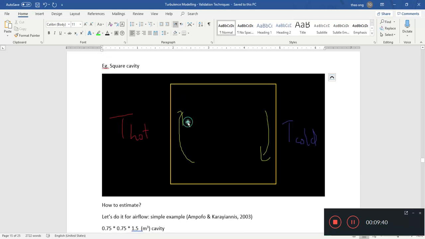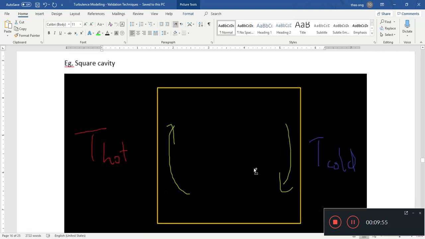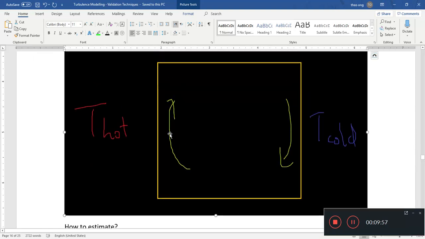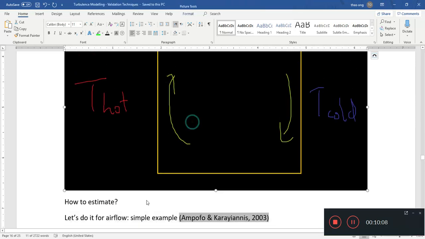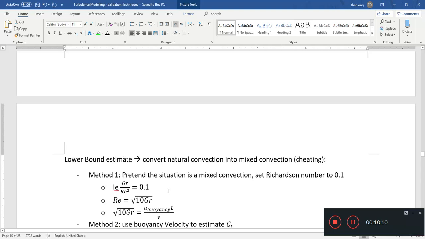So let's have a square cavity where your left side is hot, and the right side is cold, and you can see the direction of the arrows will be the equivalent direction of velocity. Near the hot wall, the fluid will rise because of natural convection. Near the cold wall, the fluid will sink because of natural convection as well. So how can we estimate all these parameters to get our smallest length scale?